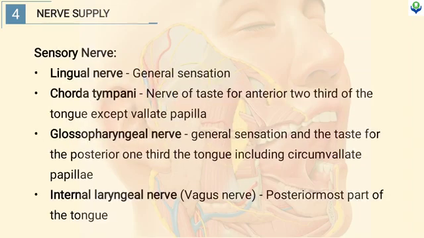Sensory nerves. The lingual nerve is the nerve of general sensation and the chorda tympani is the nerve of taste for the anterior two-thirds of the tongue except the vallate papillae. The glossopharyngeal nerve is the nerve for both general sensation and taste for the posterior one-third of the tongue, including the circumvallate papillae. The posterior-most part of the tongue is supplied by the vagus nerve through the internal laryngeal branch.